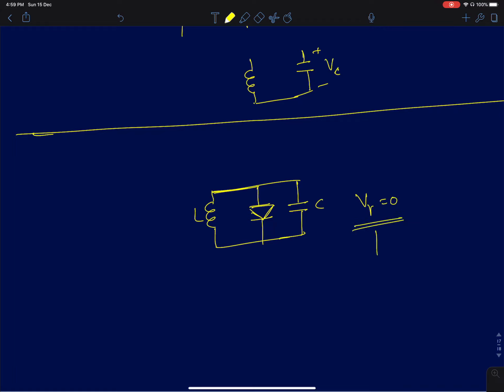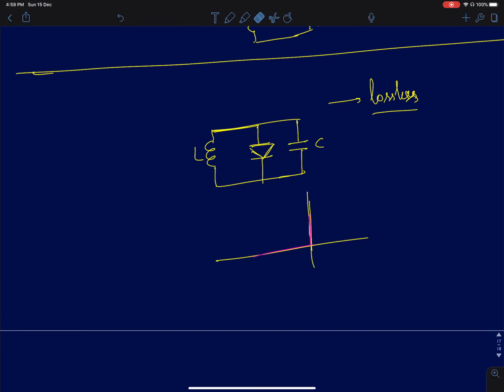When you assume V gamma is 0, the diode, even though it's carrying a finite current, has zero voltage across it, so therefore it dissipates zero power. Okay, so this model of a diode is what we will refer to as the lossless diode model, because it doesn't really capture any losses.